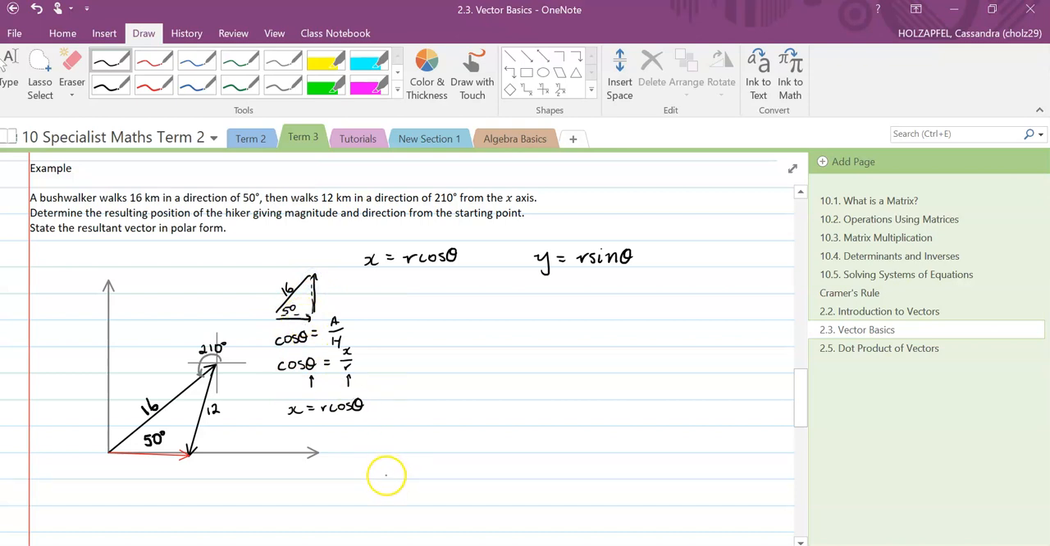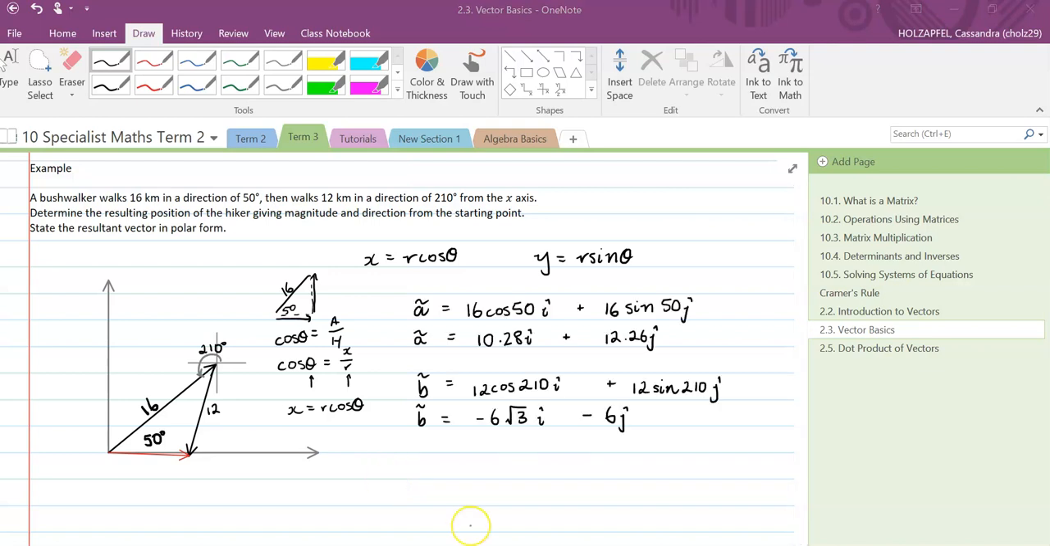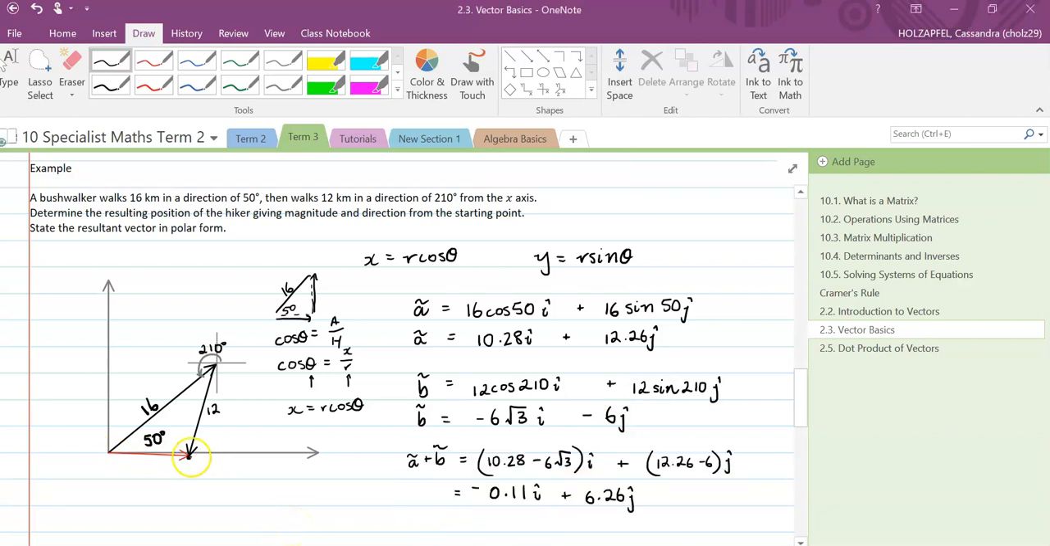So let's substitute those values into our formulas and find the horizontal and vertical components for both of our vectors. Now that each vector is back in its component form, we can add each of the x components and then add each of the y components to get the final position. If we find the point here, it is at negative 0.11, positive 6.26. We can now convert this back into polar form by using Pythagoras' theorem and our tan function to find the magnitude and direction.